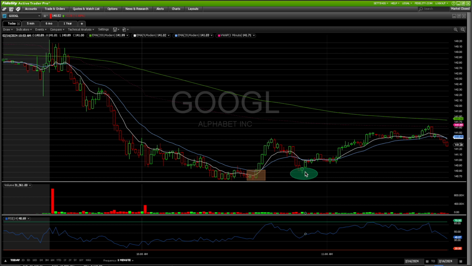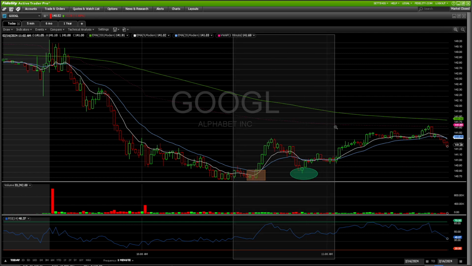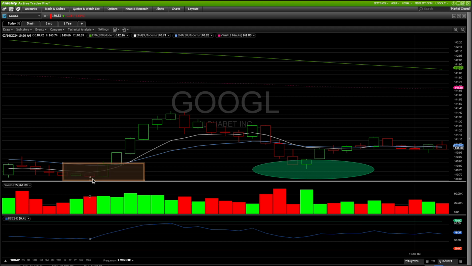But I made my entry in this candle, and this was a beautiful trade because I'm looking at it's making a higher high. Google goes from 140.7 right here all the way up and then sells back down. But look at the low. It's not as low as this previous one. It's holding. So I'm noticing that at 10:52. I don't buy it. And I bought in this candle right here at 10:55, where I bought at 140.87.